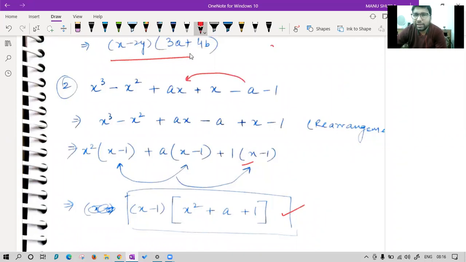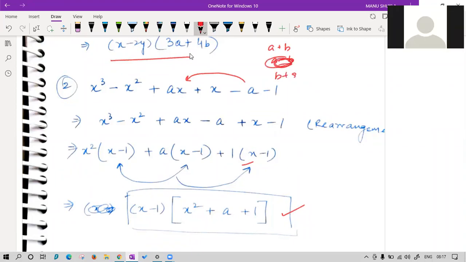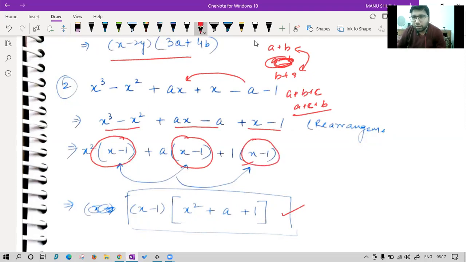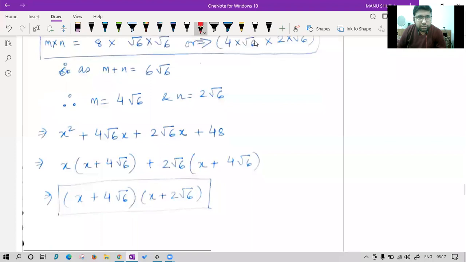We have studied that a plus b or b plus a is the same. This is known as the commutative property. Right? If you have a plus b plus c, can't you write a plus c plus b? Yes, sir. We can write. The same thing I have done. I have brought this minus a over here. But the logic behind it, I have told you: I wanted such groups in which if I take something common, I should get x minus 1 inside. This was the logic, Khushi. Okay, sir. Thank you, sir.